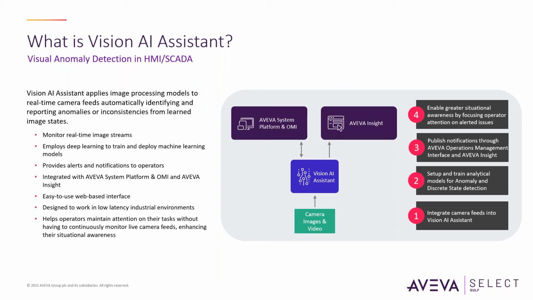by looking at AVEVA System Platform OMI, as we have an OMI application that can be downloaded or imported to our System Platform, or we can publish these results to AVEVA Insight. So we integrate the camera, then we set up and train the system, publish the notification, and enable. We can get a greater situational awareness for our operators. The system provides alerts and notifications to the operator. As I said, it's integrated with OMI and AVEVA Insight.